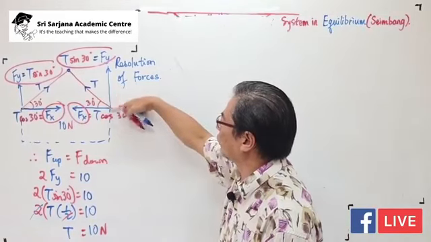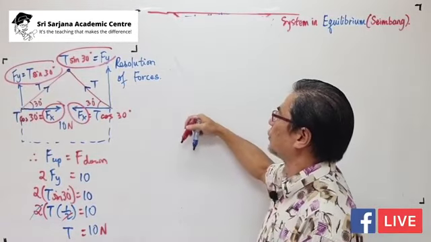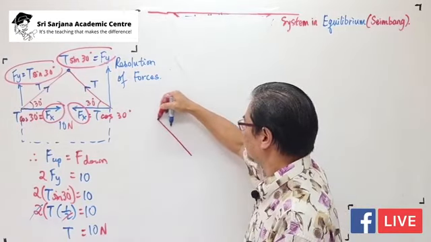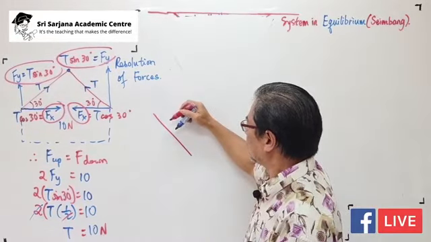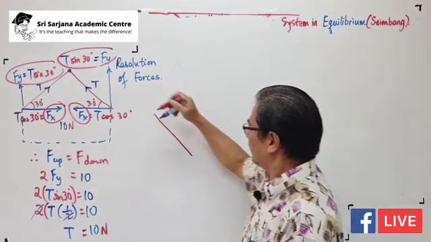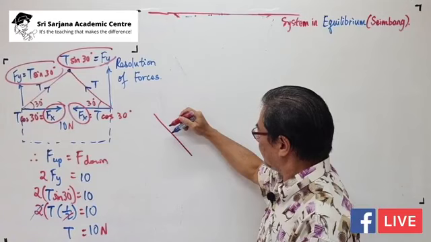This line going up. So you follow the direction of the tension, T. Then after you reach this point, you will continue to draw this one upward, so you will end up like this. Clear? This is also going to be T. This is the second method, draw triangle.